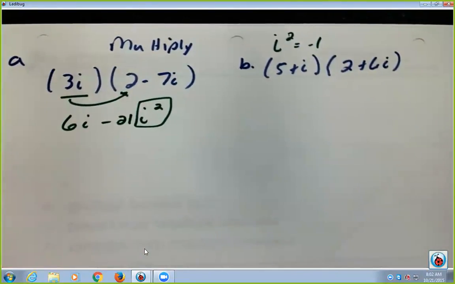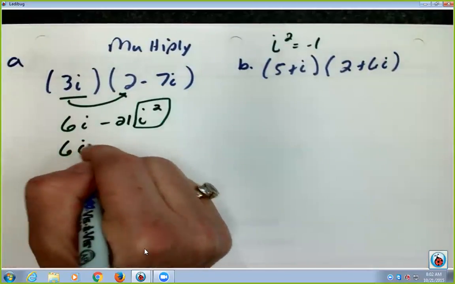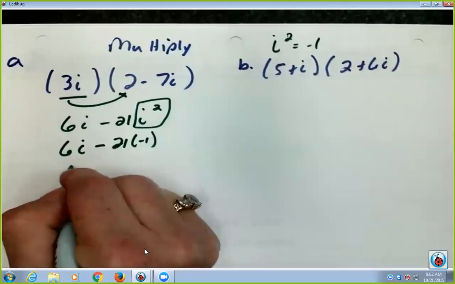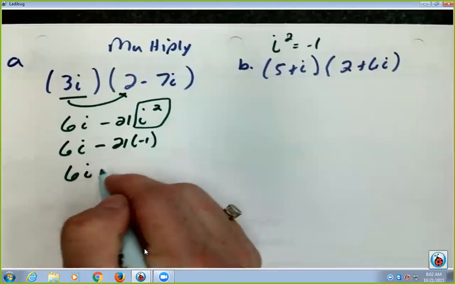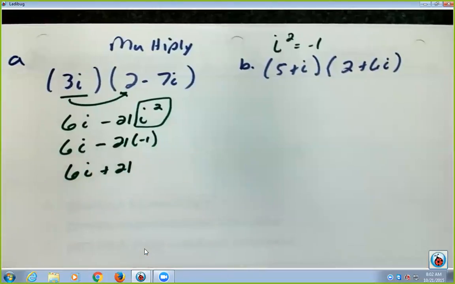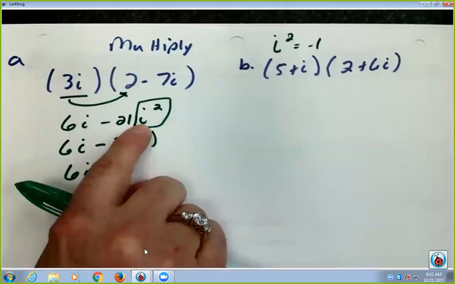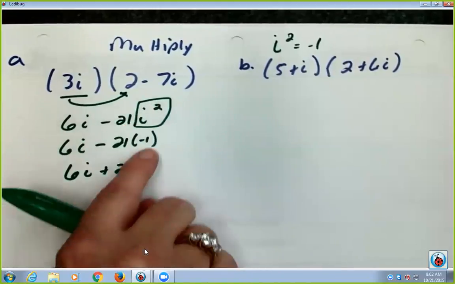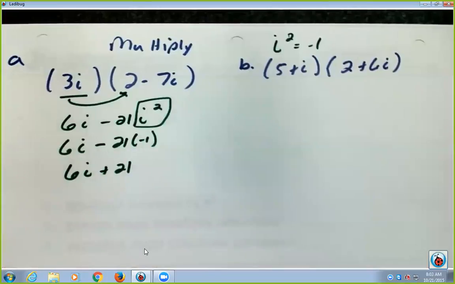So what I really have here is 6i minus 21 times a negative 1, or my final answer is 6i plus 21, because it's going to change the sign of that number at the tail end. So always, if we get i squareds, we need to take care of that so that we get that into the value of a negative 1 and work through it in that manner. Okay, so what happens with the next one?